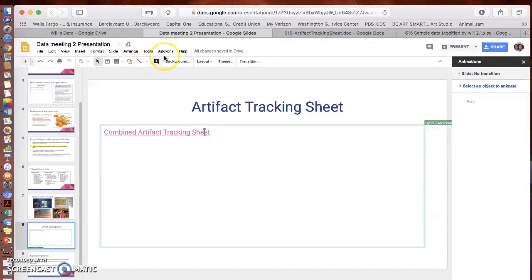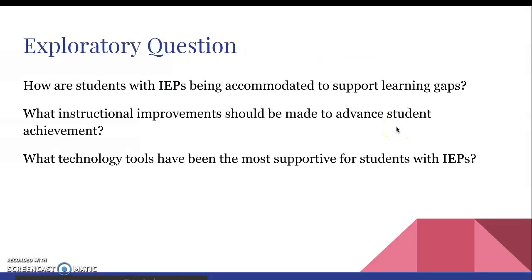I apologize, I am really taking a long time to show you stuff. Okay, let's go back. Now let's just focus on the current exploratory questions that we have. How are students with IEPs being accommodated to support learning gaps? What instructional improvements should be made to advance student achievement? And then what technology tools have been the most supportive for students with IEPs, which is, again, a question that we've taken from our last meeting that we're really trying to analyze as we start to look at all of this new data.